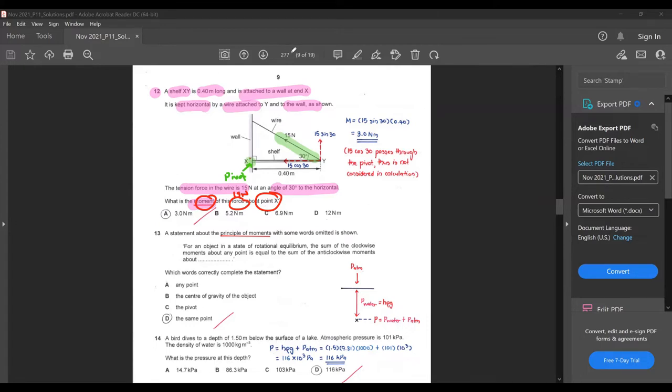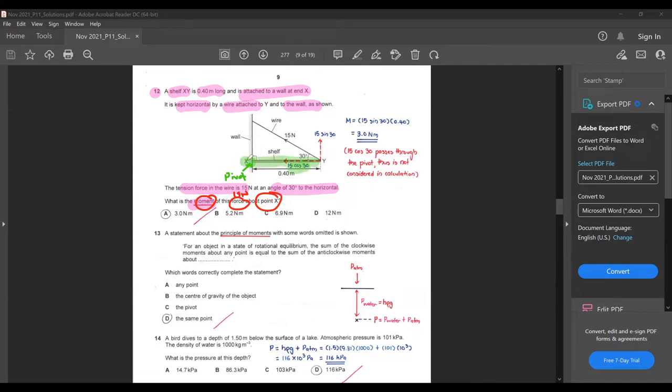So in your case here, usually what we'll do is that we resolve the forces into horizontal and vertical direction. The component of the horizontal force is adjacent to the angle, so it's 15 cos 30. The vertical force, if you put it here to complete the triangle, is opposite to your angle, so it's sine. Okay, so this is 15 sine 30. So these are all your relevant forces.